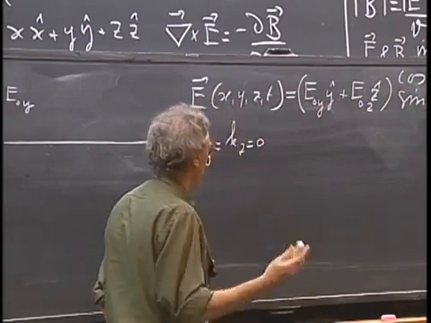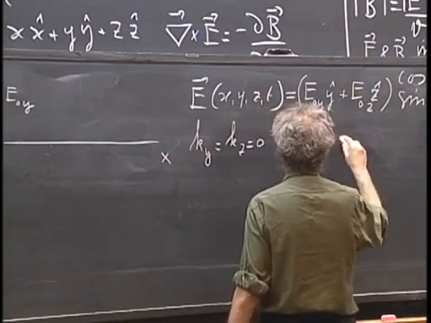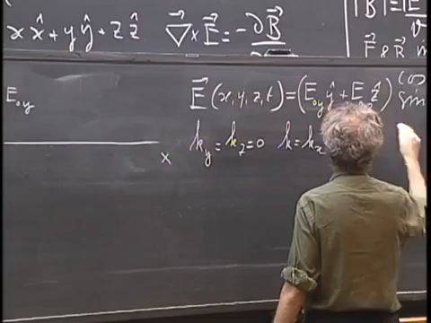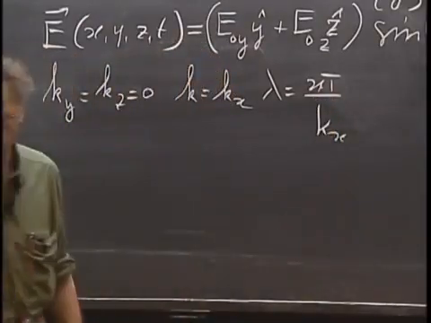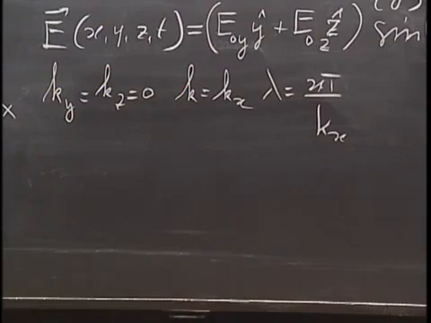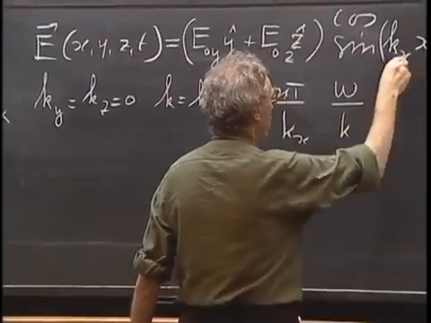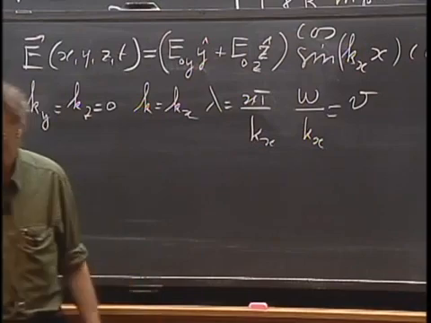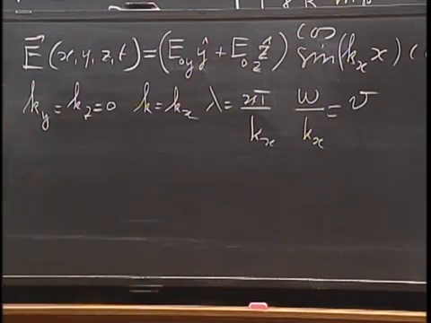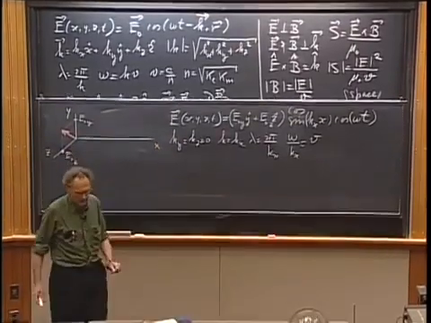So there's only a k of x, and so k then equals k of x, and so lambda is 2 pi divided by this value then. And omega divided by that k, I write an x, but you can leave the x out, would then be v, or it could be c, of course. If you're interested in knowing what the B field is, you go to the curl of E is minus dB dt.